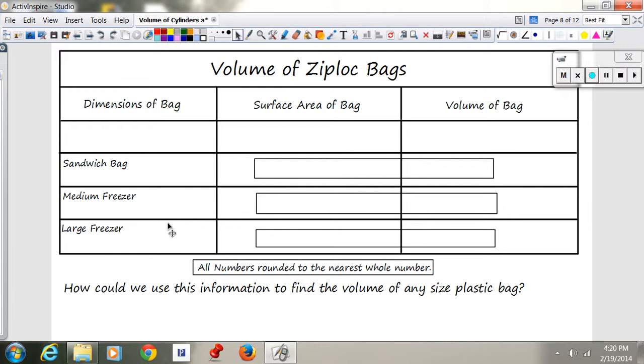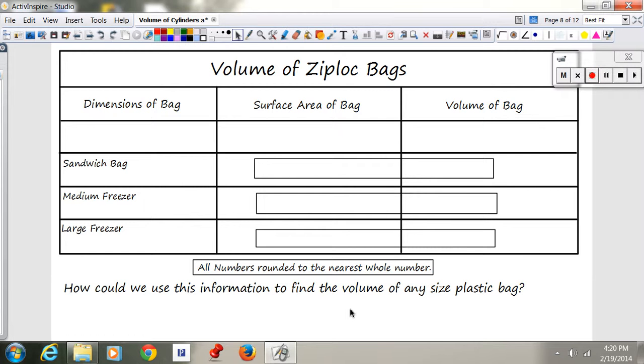That is exactly what you're going to be working on. As a class, you're going to be coming up and measuring the volume of a sandwich bag, a medium bag, and a large freezer bag. These numbers are all rounded; you can round them to the nearest whole number. You can find the surface area of that bag simply by finding the area of one side and doubling it. You can find the volume of that bag, and we're going to see how surface area relates to volume.